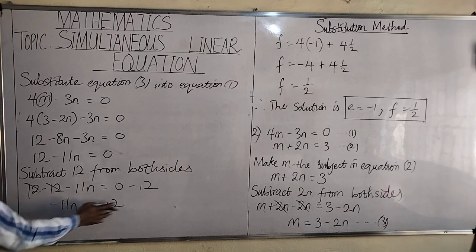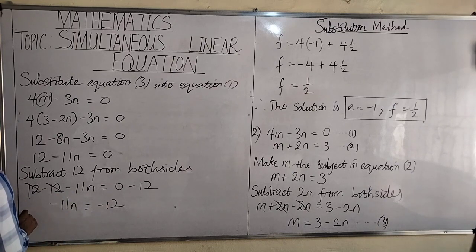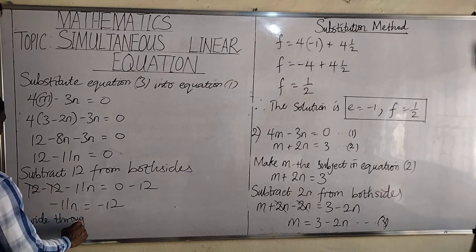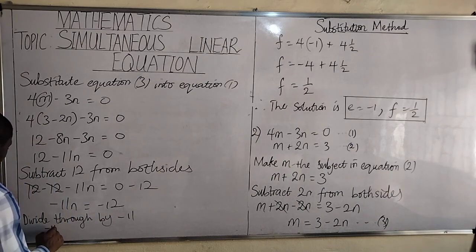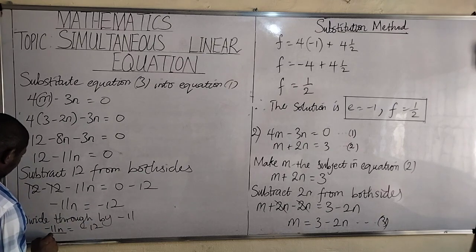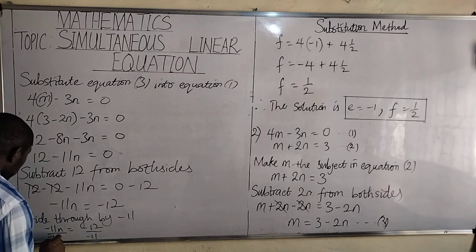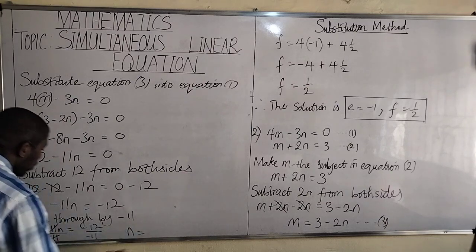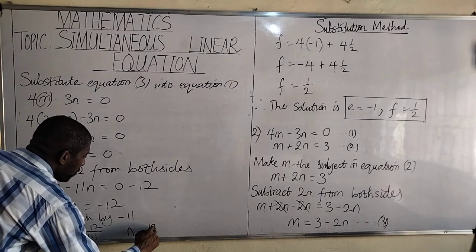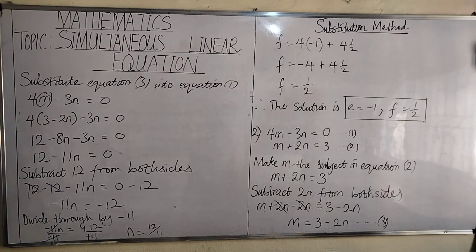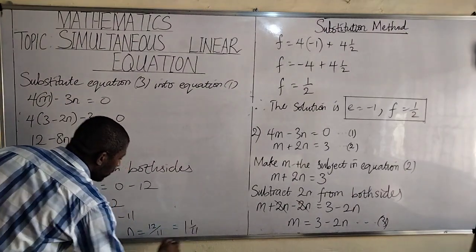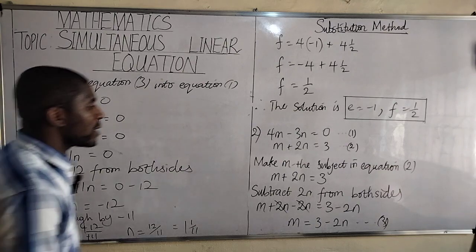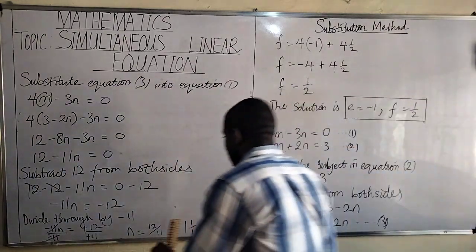To get the value of n, divide both sides by negative 11. So negative 11n equal to negative 12, divide by negative 11 here and divide by negative 11 here. So this cancels. We have our n equal to 12 over 11. Our n is 12 over 11. You can also write it as one whole number 1 over 11, or 12 over 11. So this becomes the value of our n.